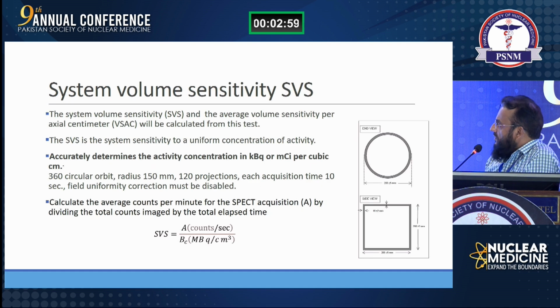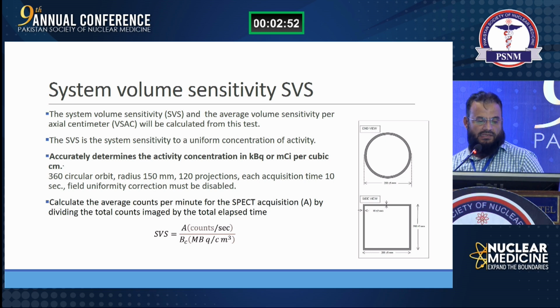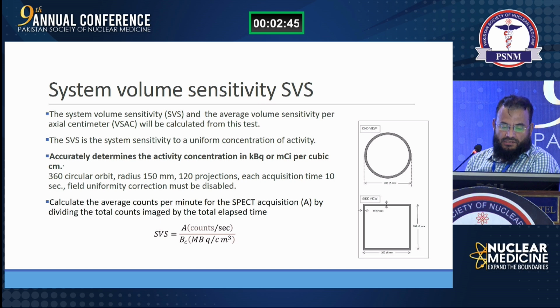Next is system volume sensitivity. System volume sensitivity and the average volume sensitivity per axial centimeter will be calculated from this test. Accurately determine the activity concentration in kilobecquerel or millicurie per cubic centimeter.